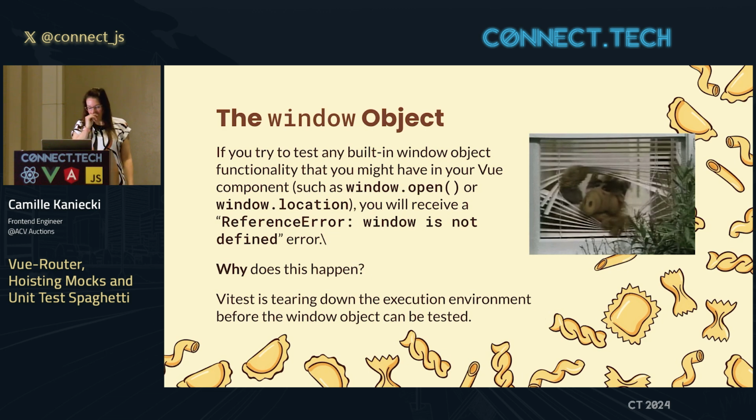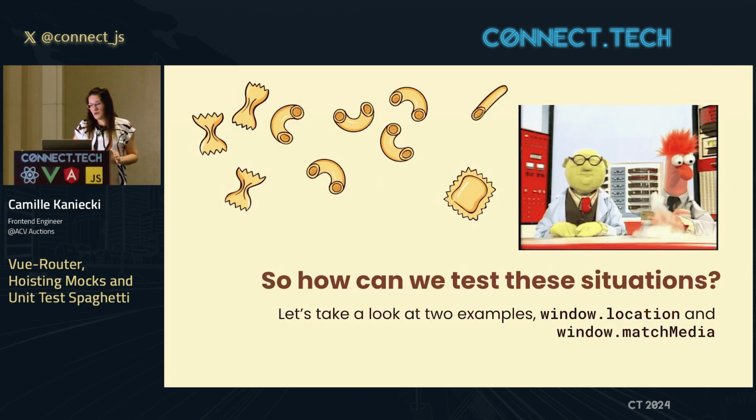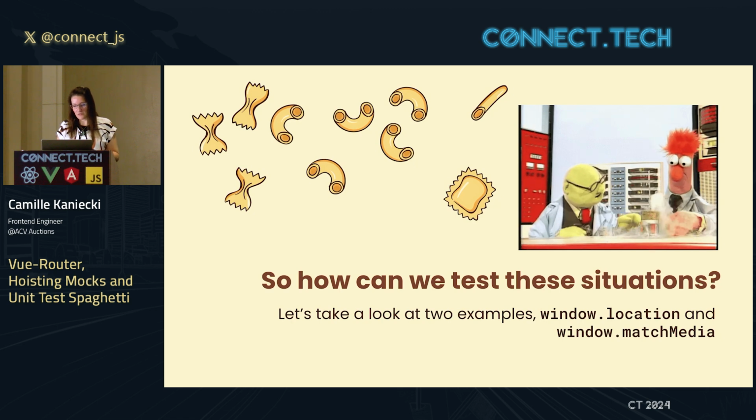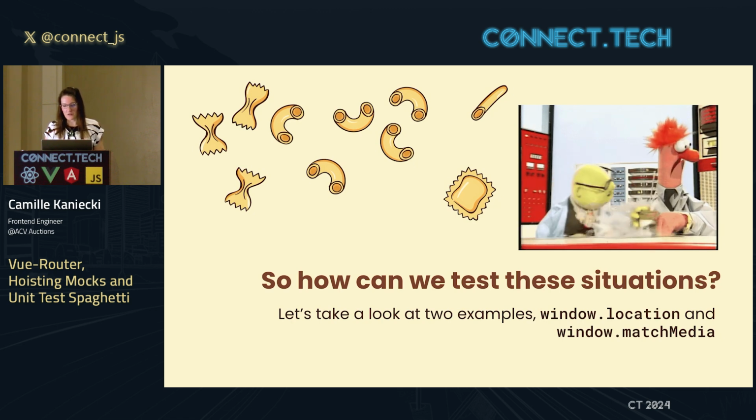So why does this happen? This is because VTest is tearing down the execution environment before the window object can be tested. So it spins up, it makes its snapshot, it mocks and stubs what it needs to, and then it tears down that environment. So by the time your test runs, it has no idea. It's great. How can we test it? There is a way to test for window, and I'm just going to give a really quick look at two examples, which I think people probably use the most: window.location and window.matchMedia.